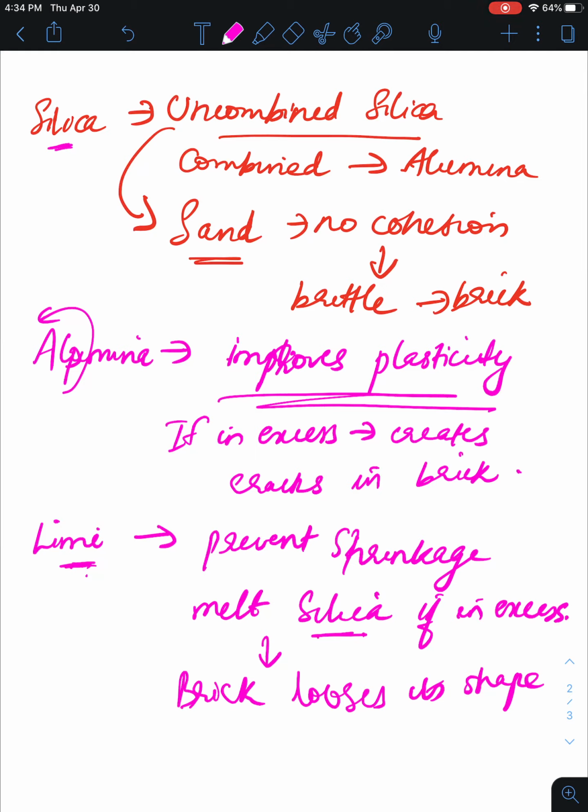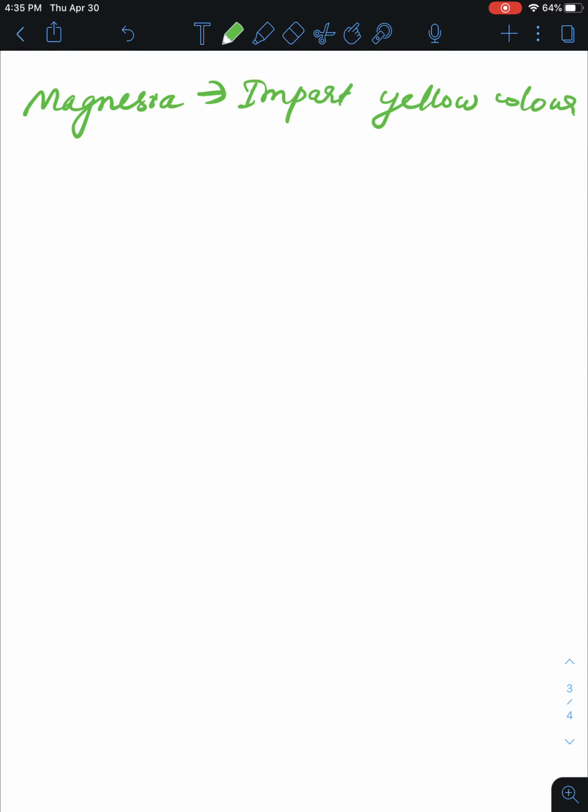Now the next content is magnesia. Magnesia imparts yellow color. There is a tint of yellow color in brick, and that yellow color is given by magnesia. Then the next constituent is iron, as iron oxide.